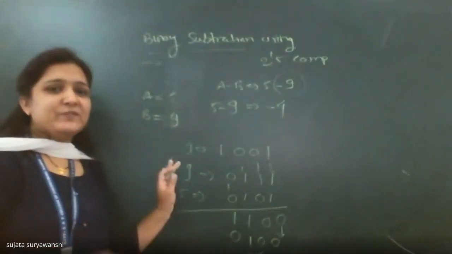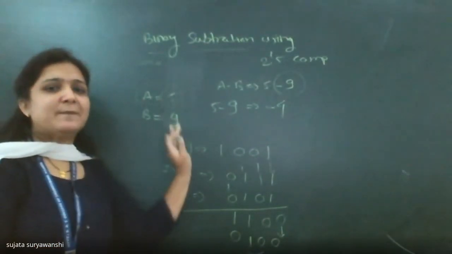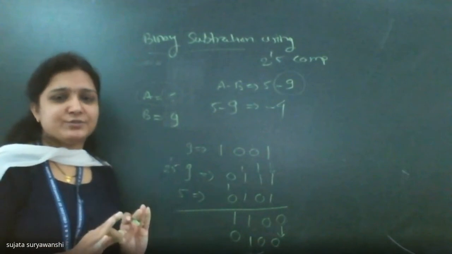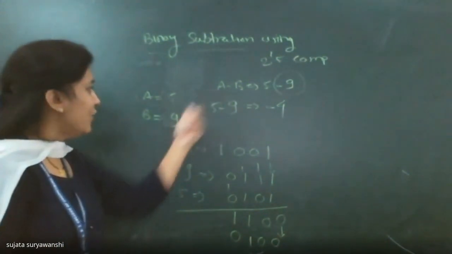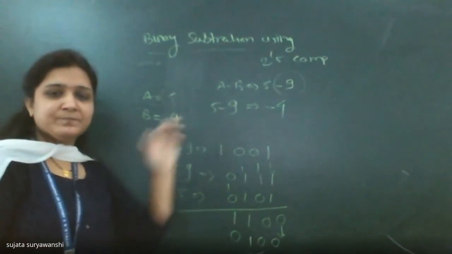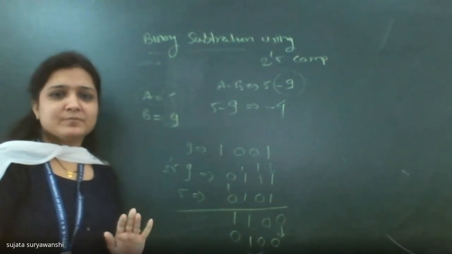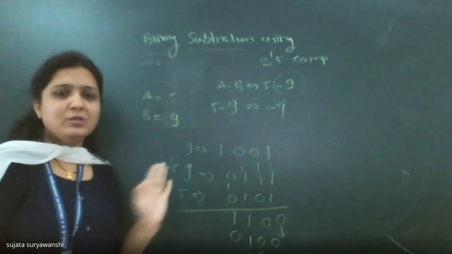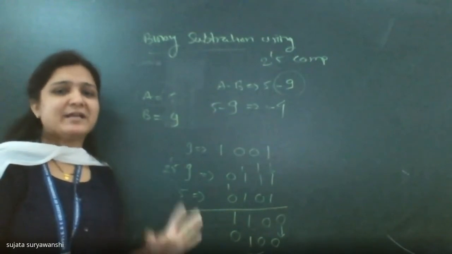As I said previously, don't consider this number as a sign magnitude number. These numbers are unsigned magnitude. That's why I have not represented the sign here. Okay? I have not represented the MSB bit as a sign bit. All the 4 bits I have used as a magnitude.